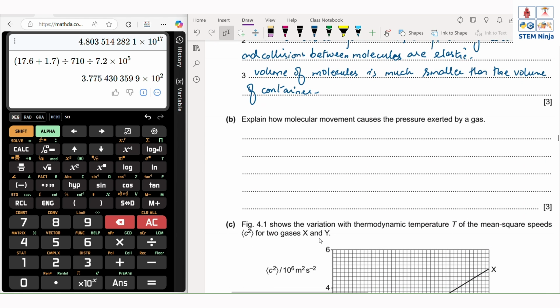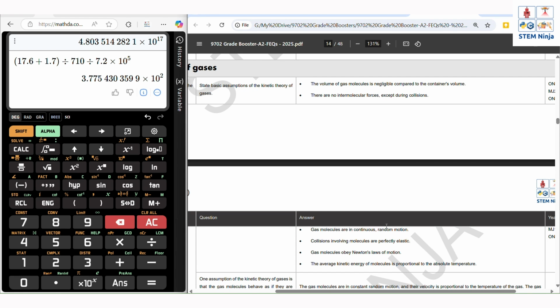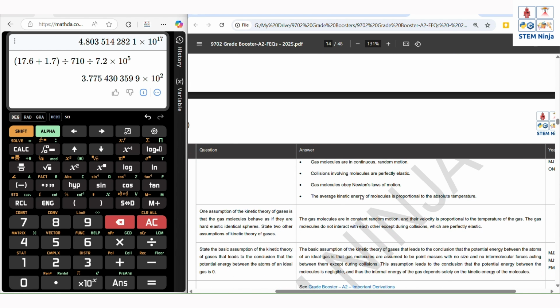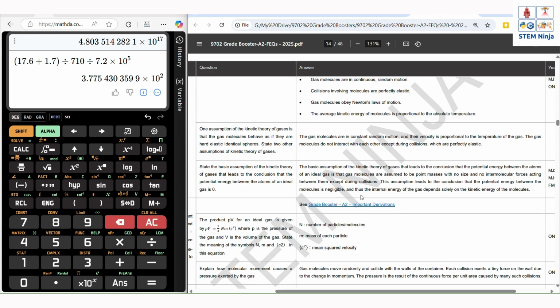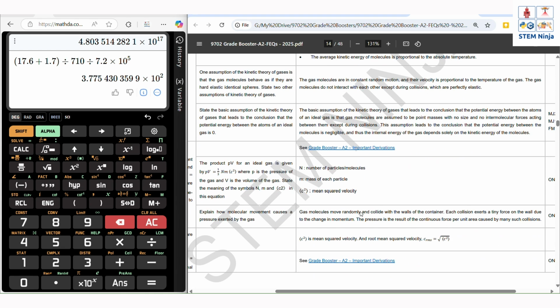All right. Explain how the molecular movement causes the pressure exerted by gas. So we also wrote this over here. Gas molecules move randomly and collide with the walls of the container. Each collision exerts a tiny force on the wall due to change in momentum. Pressure is the result of continuous force per unit area caused by many such collisions.